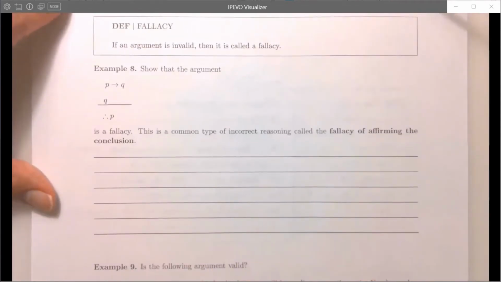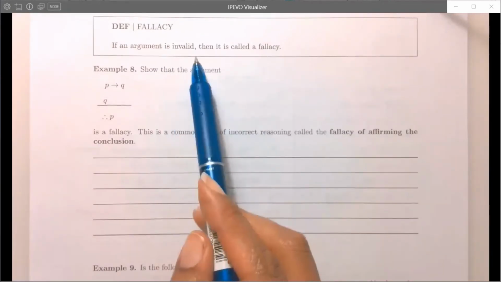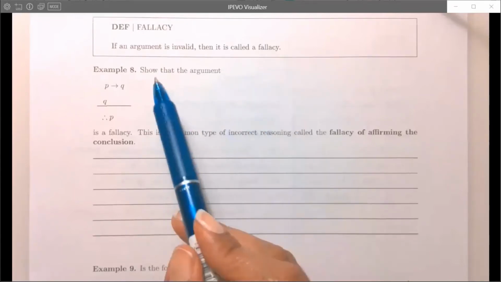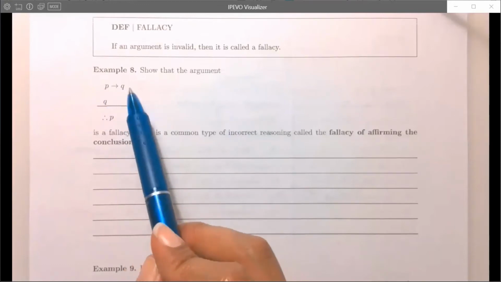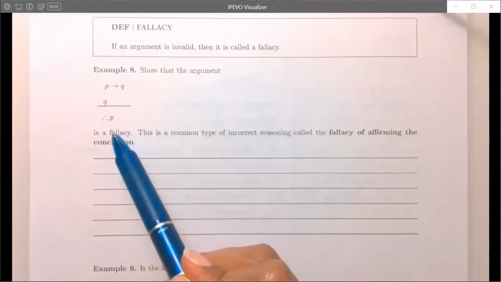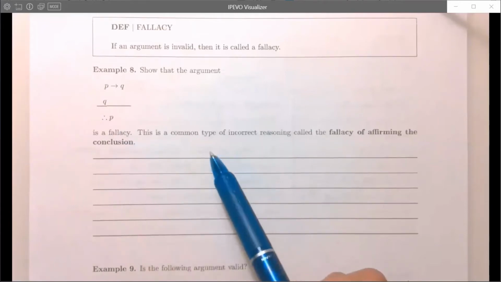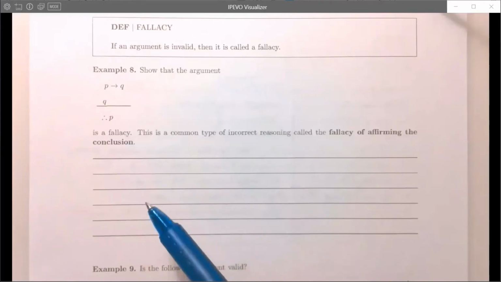Next, we get to consider some invalid arguments. By the way, if an argument is invalid, then it is called a fallacy. And in this case, they want us to show that the argument P implies Q and Q, therefore P, is a fallacy. This is actually a common type of incorrect reasoning that is called the fallacy of affirming the conclusion.